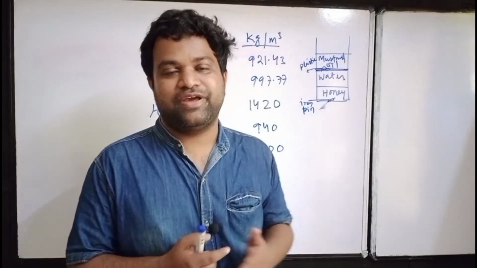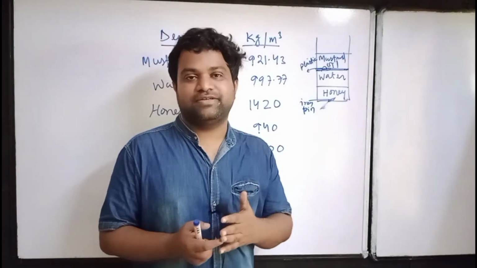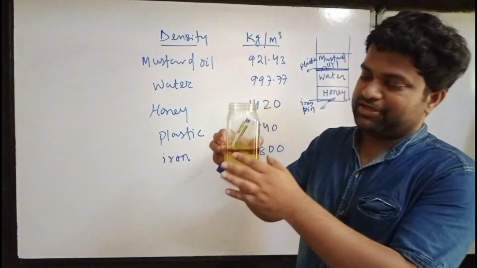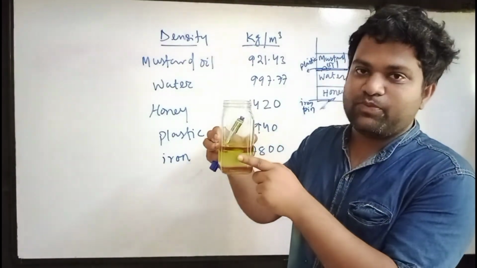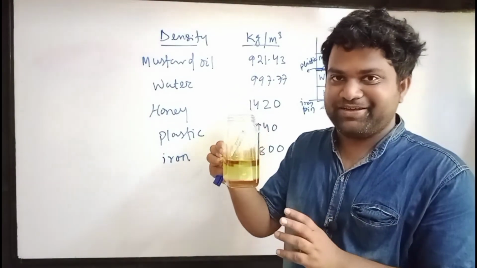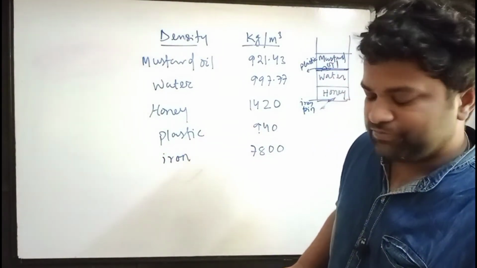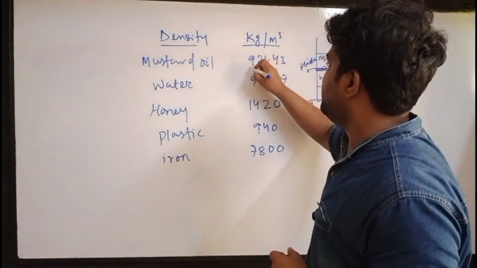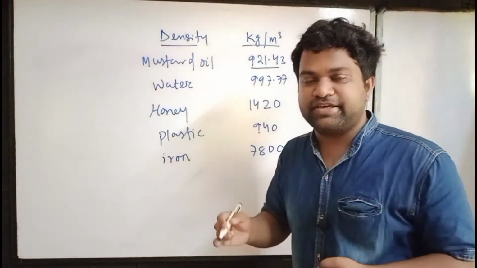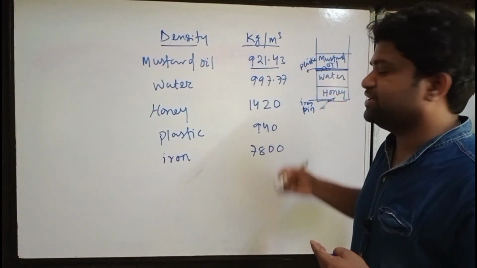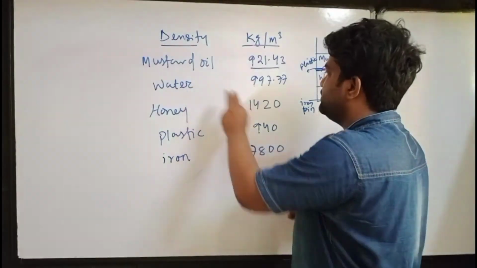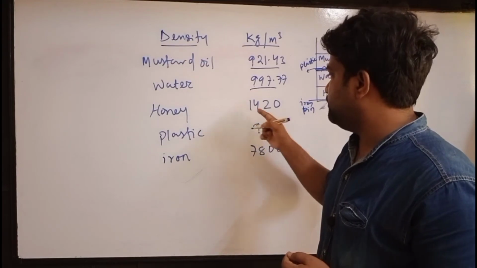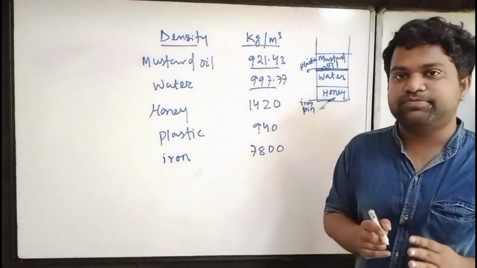So from the activity, what we have observed, we saw that the oil is floating at the top, then the water, and at the bottom the honey is there. Now if you see the density of mustard oil, it is 921.43 kg per meter cube. All these are in kg per meter cube, and water density is 997 kg per meter cube, whereas the density of honey is 1420 kg per meter cube.